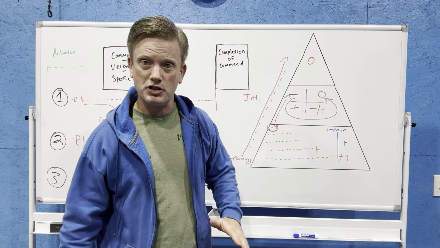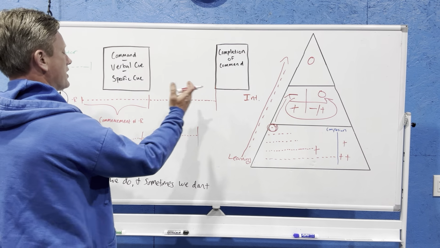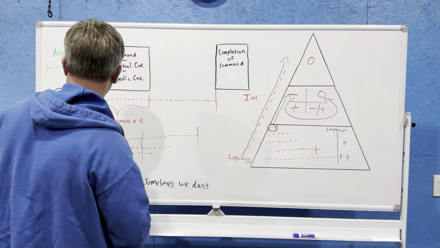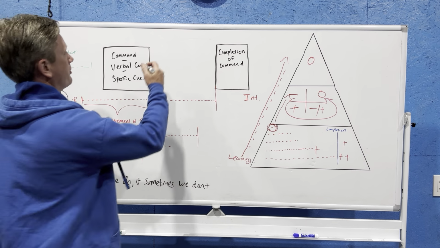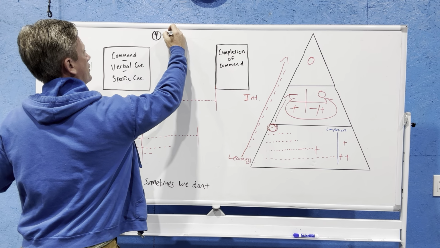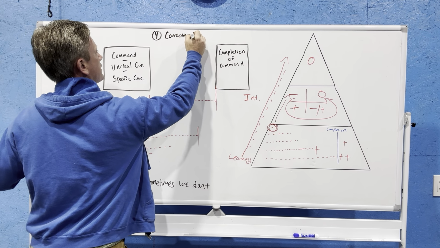If the dog fails to do the command, we have options. So we're going to come back over here to the graph, right? If the dog fails to do the command, step 1, 2, 3. Now we're going up here for step number 4, and this is our correction / punishment.